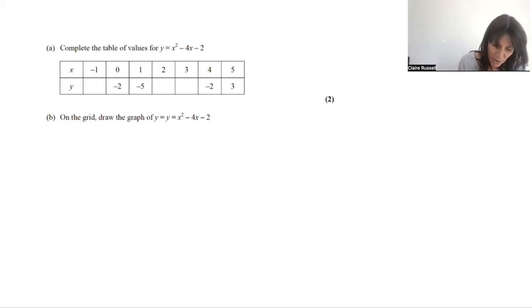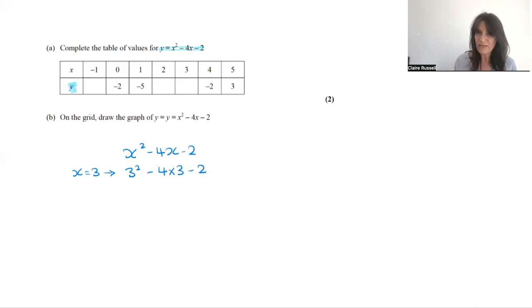Okay, so we've been told that y is equal to x to the power of 2 minus 4x minus 2. So these y values are being generated from putting these x values into the rule that we've been given. So the rule, x squared minus 4x minus 2. I'm going to put x equals 3 in, which is going to give me 3 squared minus 4 times 3 minus 2. Just get it all written down so you can see clearly what it is you need to do.